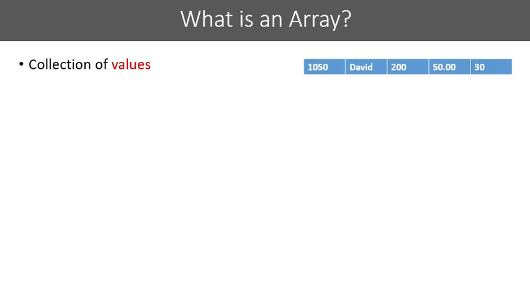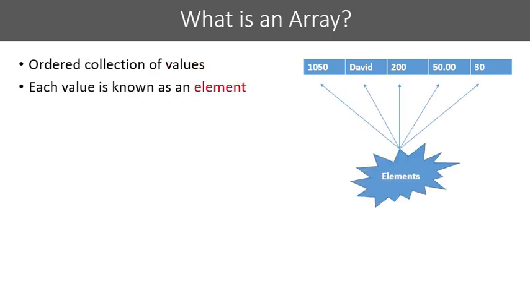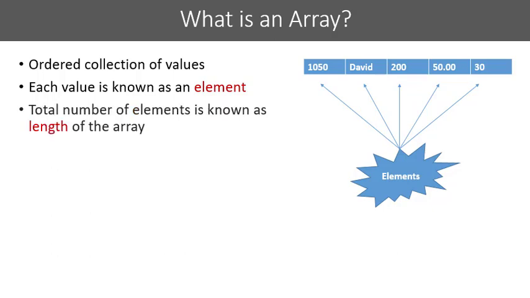An array is an ordered collection of values. We store sequences of values in an array. Each value is known as an element of the array, and the total number of elements is known as the length of the array. So here in this example, the length of the array is 5 because it contains 5 elements or values.